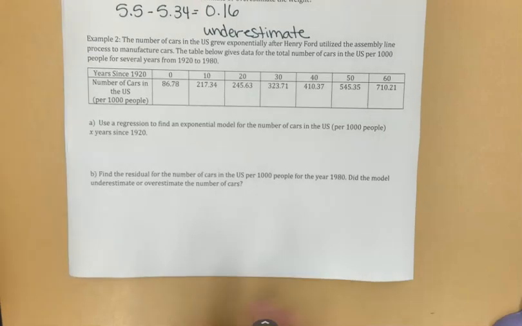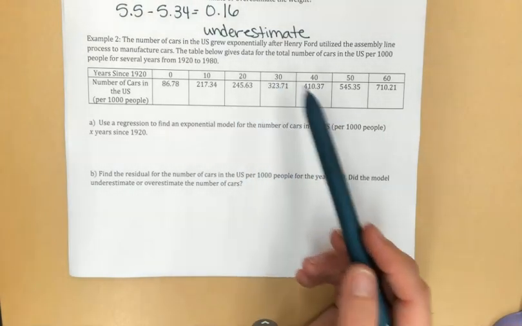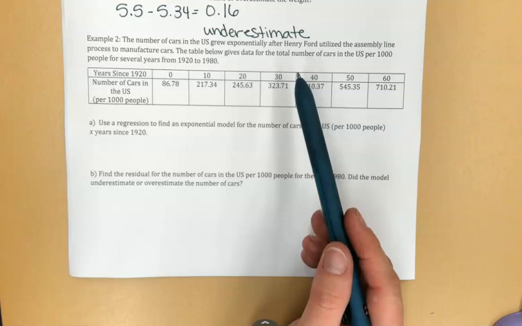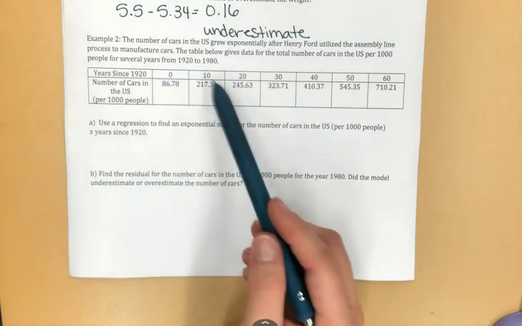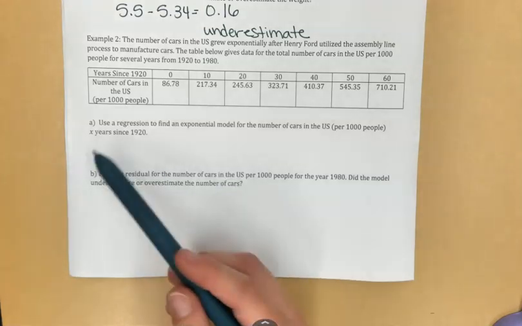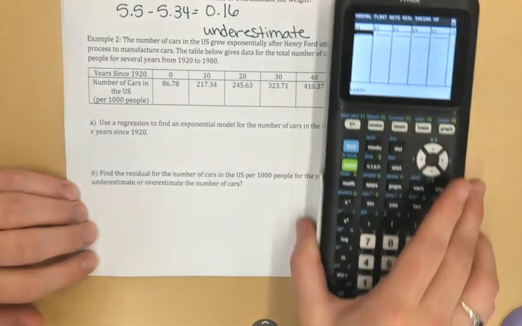The number of cars in the U.S. grew exponentially after Henry Ford utilized the assembly line process. And so here we've got a data table with the number of cars per 1,000 people for some years after 1920. So first we want to use a regression to find an exponential model for the number of cars.